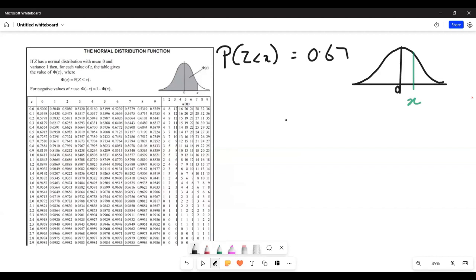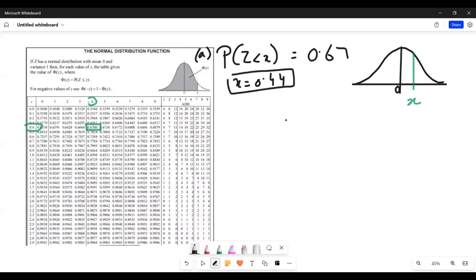So where is the probability equal to 0.67? Use the table to find 0.67. Here it is. Here probability is 0.67. Okay, so that would make x 0.44. 0.4 from here and 4 from here. So x should be equal to 0.44. That's the answer for, let's call it part A.